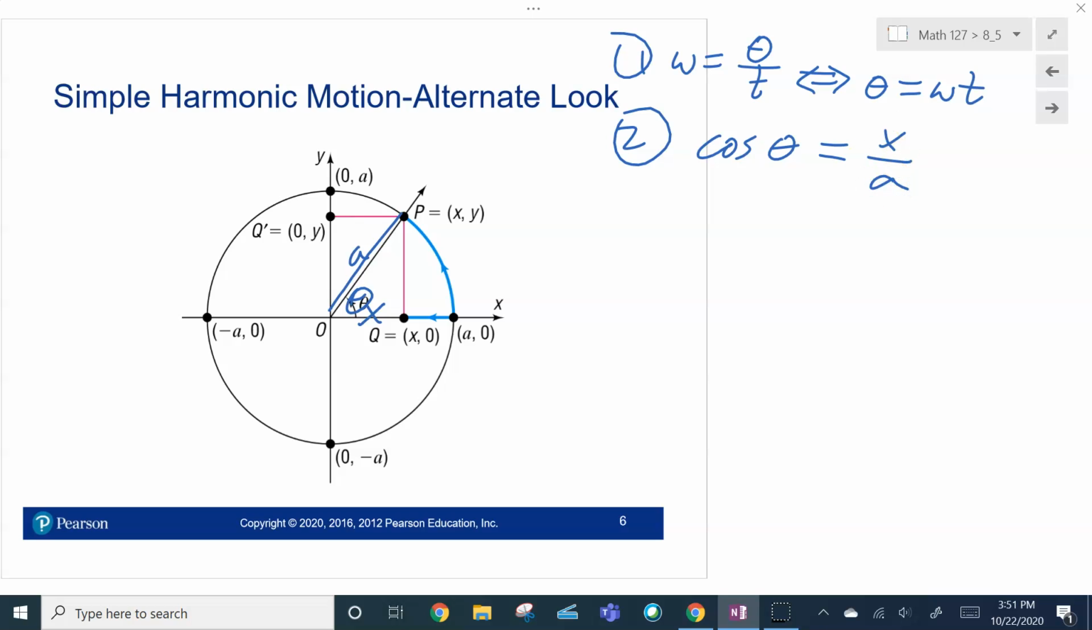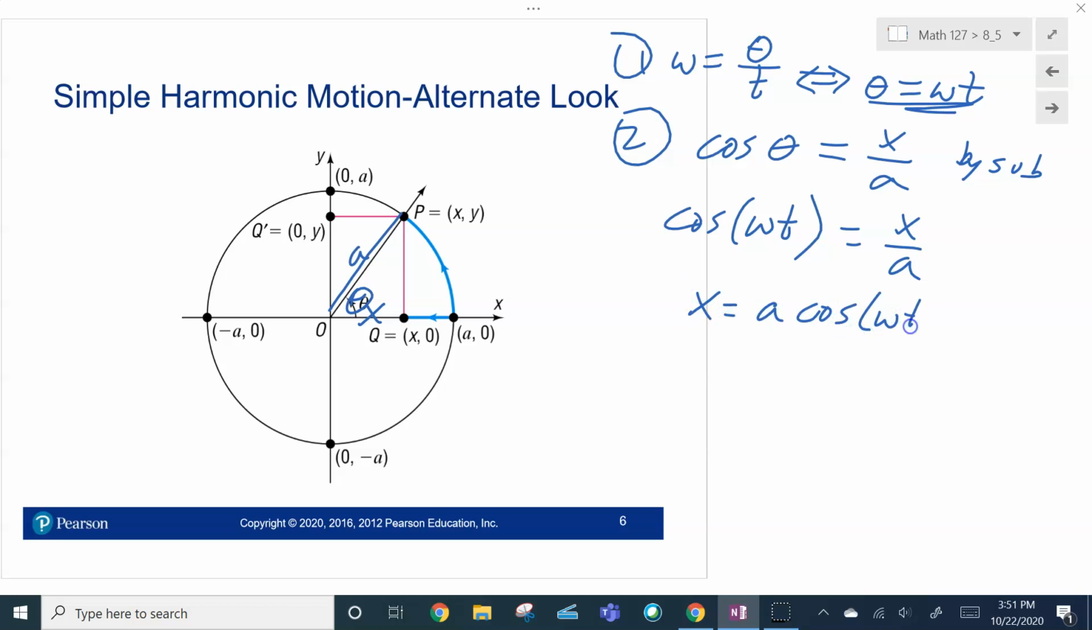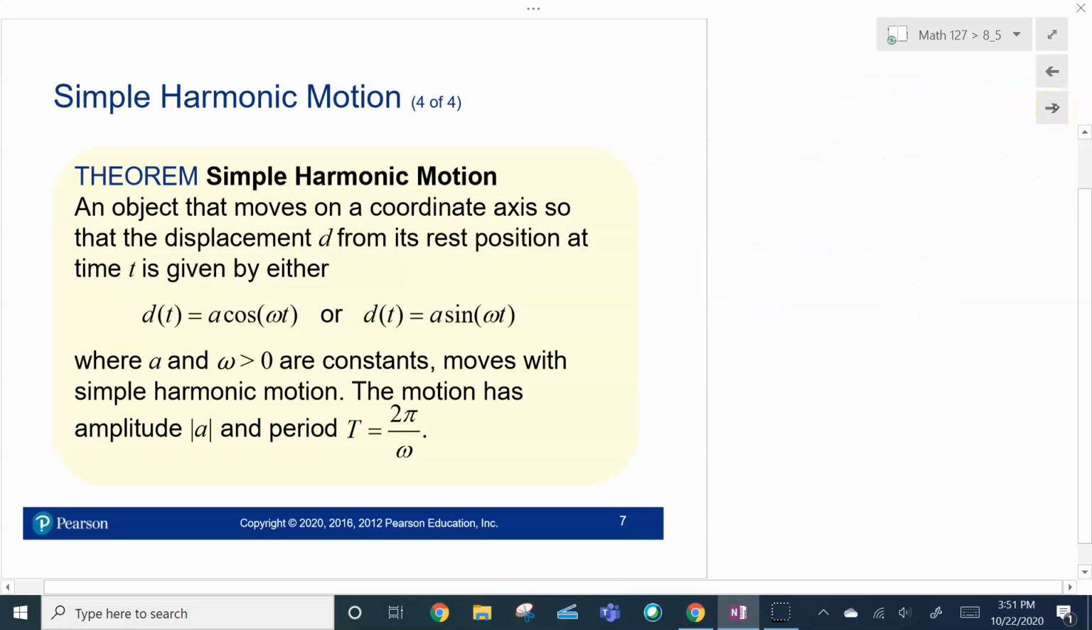Now we know that theta, by substitution, if we replace theta, is equivalent to omega t, because this is going around this circle at a counterclockwise constant angular speed. So what we have here, if I multiply both sides by A, we have a simple harmonic motion here.